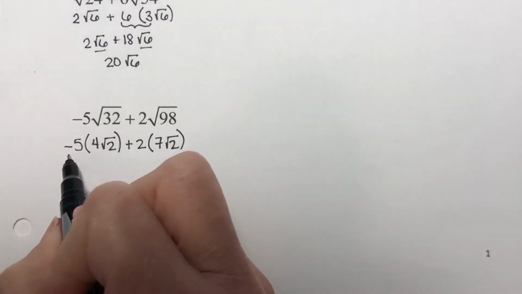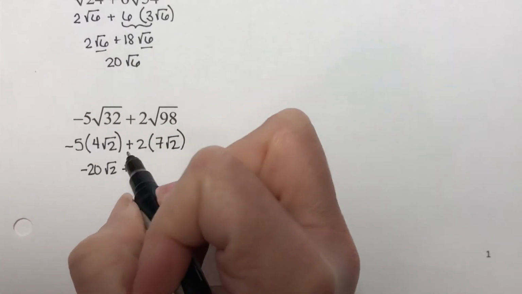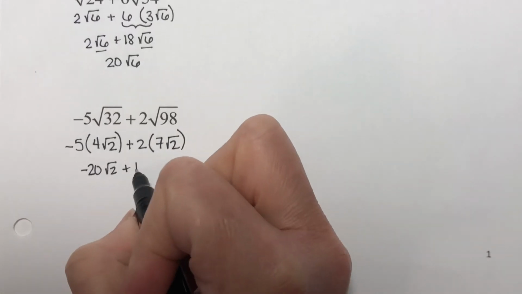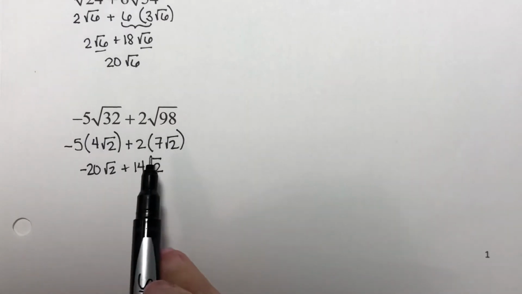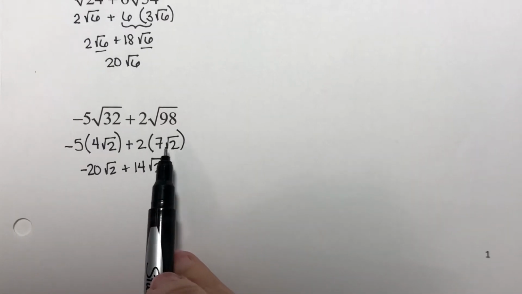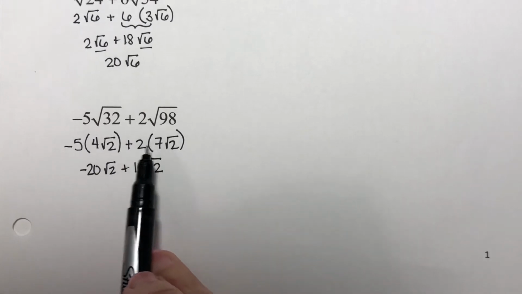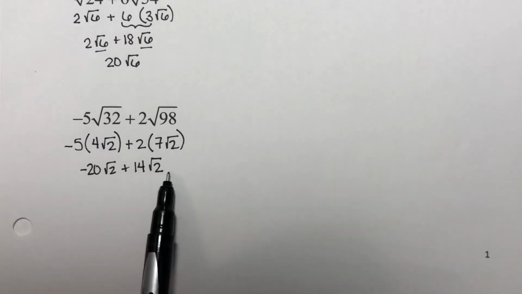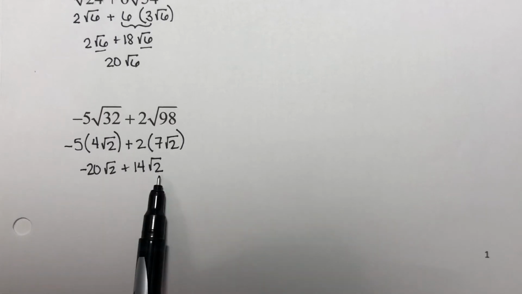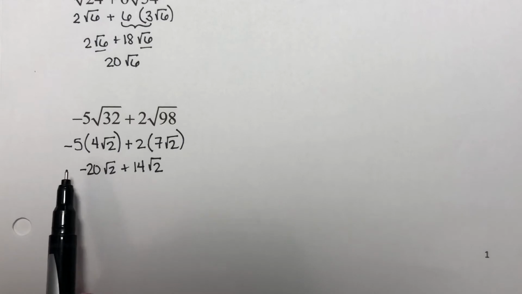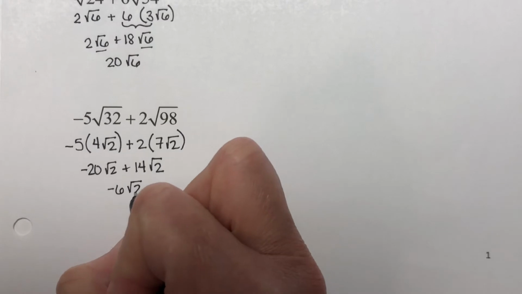Now I do -5 times 4, which is -20, square root of 2, plus 2 times 7, which is 14, square root of 2. Remember, we can only multiply the numbers in front. You can't do anything with the square root of 2, which is 1.4 something, I believe, so it's not really a 2. We had to do that much anyway to simplify. Now we look to see if we can combine them. I have square root of 2 on both of these, so I am allowed to combine them. -20 plus 14 is -6, and then keep the square root of 2.